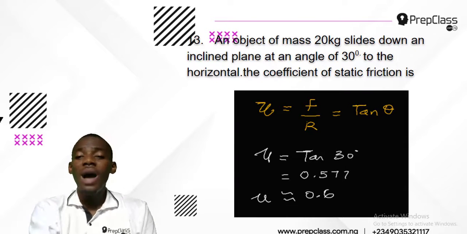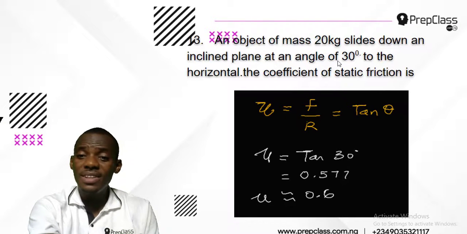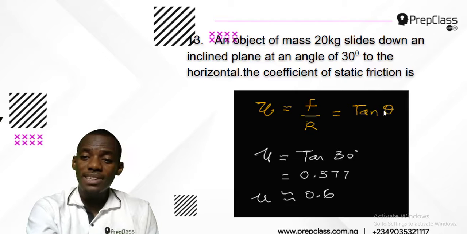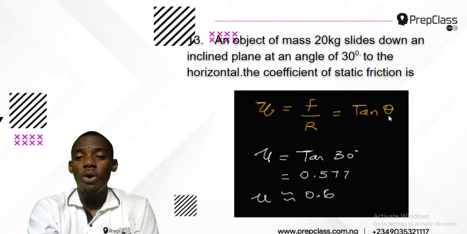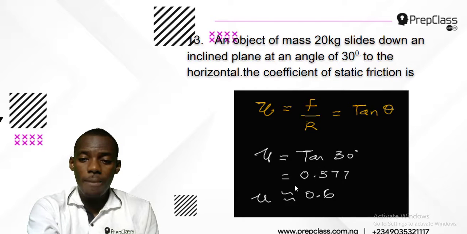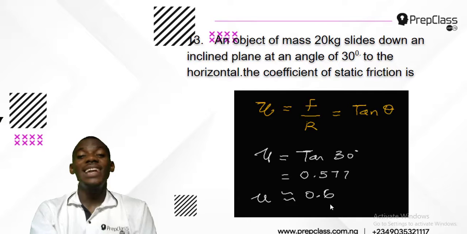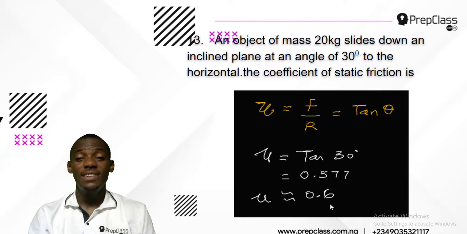So now I will not have to use this 20 kilograms, because I have been given theta. So I'll just plug in my theta into tan and get my answer, and that's all. So the coefficient of friction is just tan 30, and that becomes 0.577, approximately 0.6 to 1 decimal place, and that is just the simple easy question.